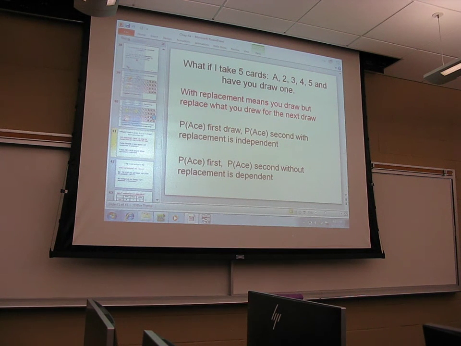So if it's with replacement, it's independent. The probabilities stay the same. If it's without replacement, then the probabilities are dependent. So that applies generally to the stuff we're going to be doing when we have balls or cards or whatever. We draw them without replacement or with replacement.